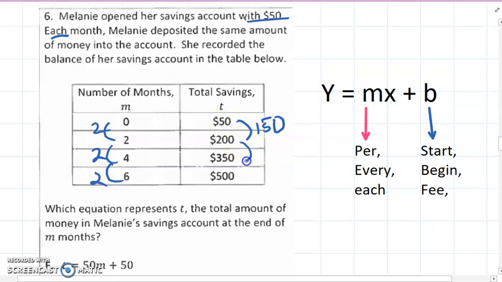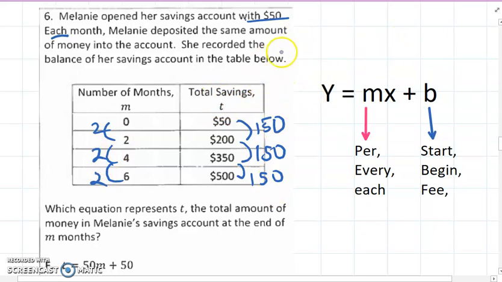Now let's look here, 200 to 350. How much did it go up? Well, 200 plus 150 is 350, so it went up 150. And then from 350 to 500, if you add 350 plus 150, it does give you 500. So it went up 150. So then my pattern for the M's, the months, is 2, and for T, the total savings, is 150.